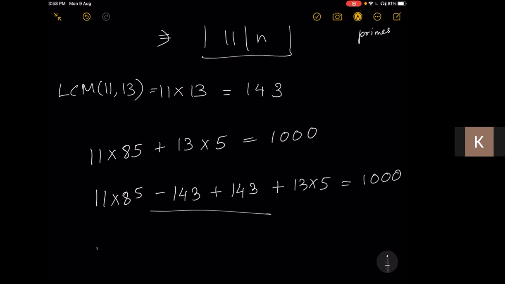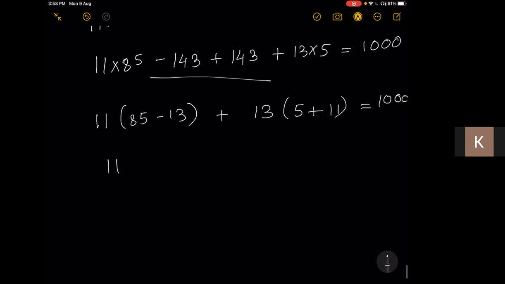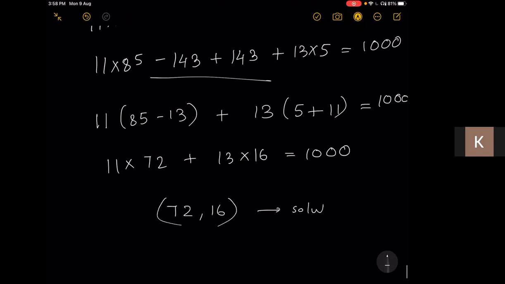Now here if I take 11 common, then I will get 85 minus 13. Now here if I take 13 common, then I will get 5 plus 11. This is 1000. So 11 into 72 plus 13 into 16 is 1000. So 72 comma 16 is my new solution. Everyone agreed? Yes, sir.